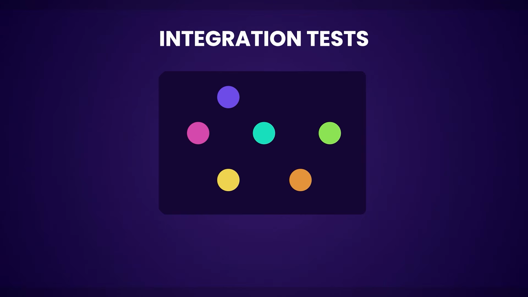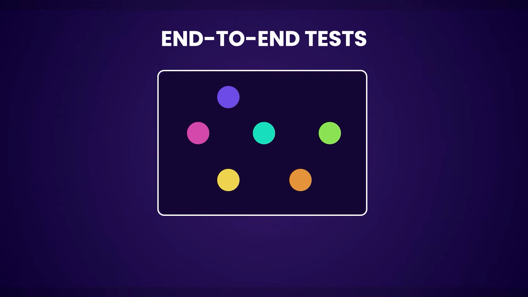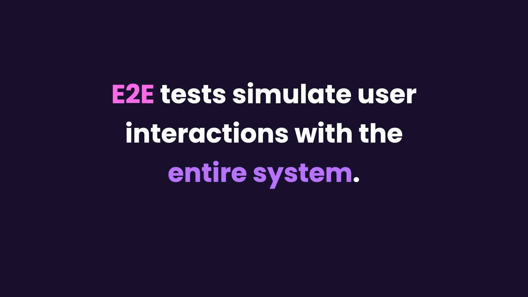Integration tests focus on verifying how different units or components of your application work together as a whole. They help you identify issues that might arise when combining different units, such as data flow problems, communication between modules, and compatibility issues between components. End-to-end tests are the broadest type of tests, focusing on testing the entire application as a whole. They simulate real user interactions with the entire system, from the user interface down to the backend services. They're excellent for ensuring that our entire application works seamlessly from the user's perspective.